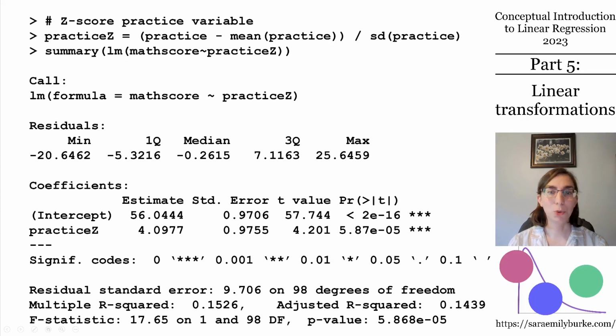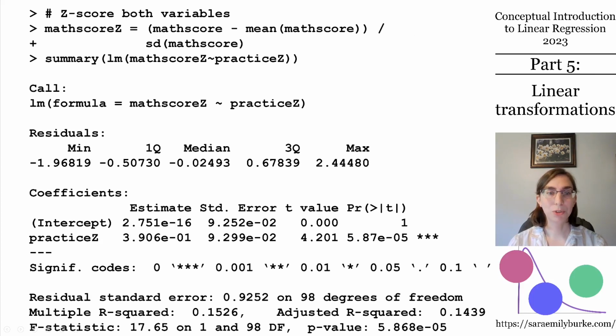So now I've z-scored, or standardized, the practice variable by subtracting its mean and then dividing by its standard deviation. Instead of minutes, the units are now standard deviations of practice. Each standard deviation of additional practice time was associated with about 4 more points on the math test. This is just like the other linear transformations that we did. It involved subtracting and dividing, just subtracting and dividing. So the straight line is conceptually the same straight line, but the units are different.